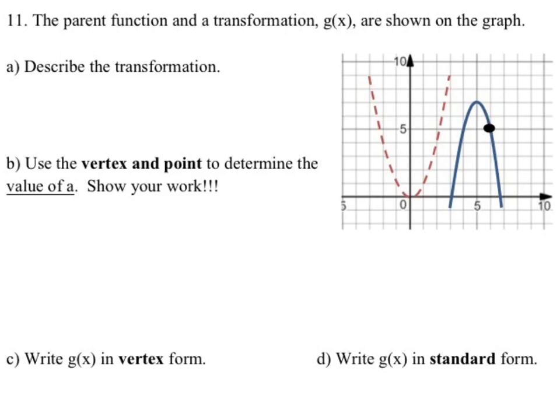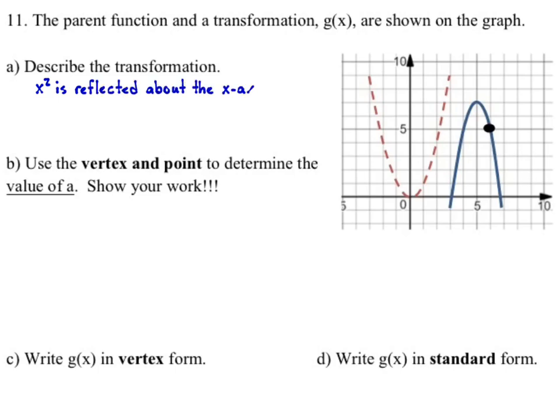For number 11, we are given the parent function x squared as the dotted line, and then we have this parabola here, and we're trying to figure out the transformation. Well, the first thing we note is that our parabola is upside down, so that means we have a reflection about the x-axis. So we'd say x squared is reflected about the x-axis.